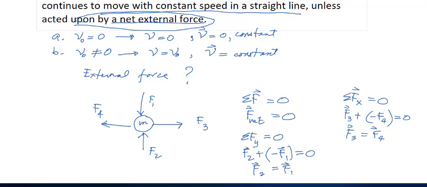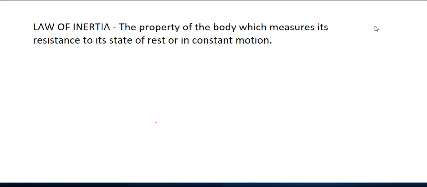In short, the first law states that a body would continue to stay at rest, or preserve its state of being at rest, or continue its state of motion, if there is no unbalanced external force acting on that body. Our first law is just the principle of inertia. Inertia, or the law of inertia, is the property of a body which measures its resistance to change of its state of rest or constant motion. This is just another way of stating the first law.